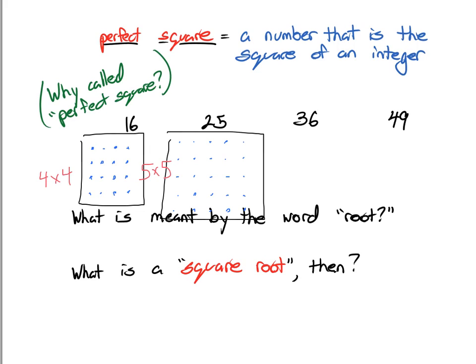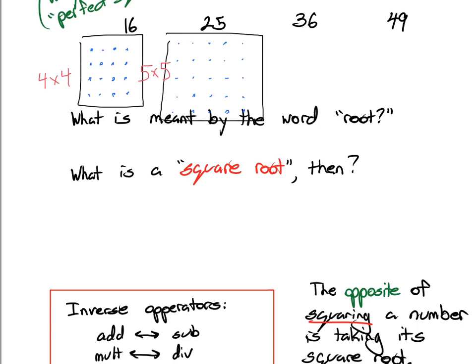Go ahead and make your perfect square for 36 and 49 right here and here. And you know how many rows and columns you need for 36. You'll need 6 rows, 6 columns. And for 49, I'll let you decide that. Go ahead and make your little dots. Go ahead now. Alright, nice job. I'll check that later on yours.